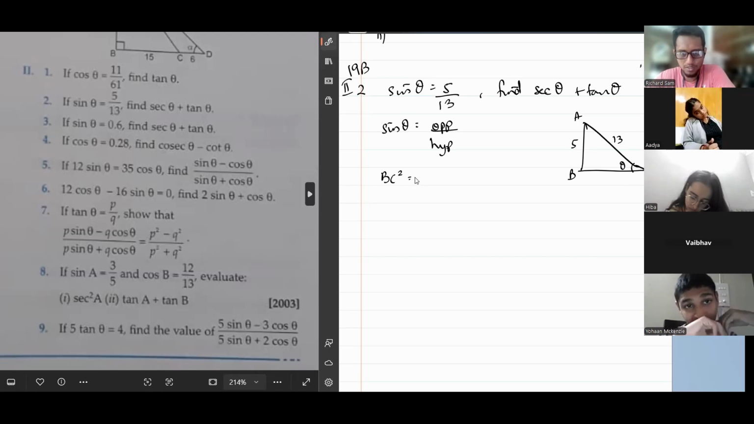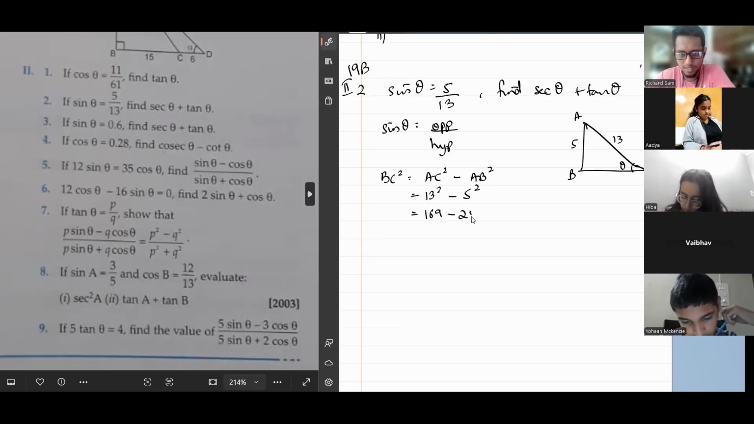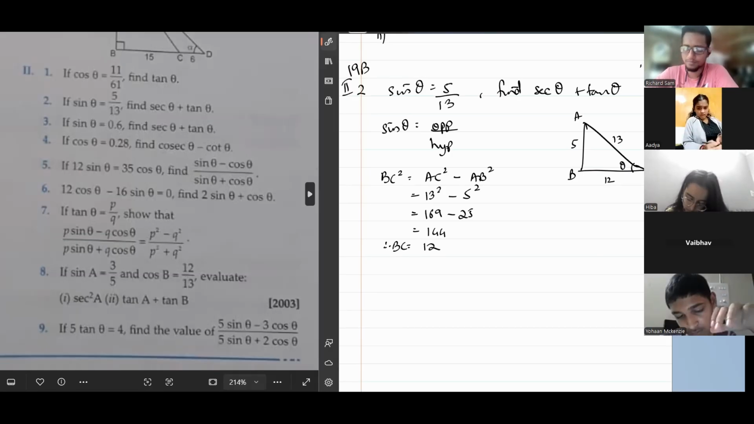So BC square is equal to the hypotenuse, that is AC square, minus the other side, AB square. That's 13 square minus 5 square, which is 169 minus 25. That's 144, right? Therefore, BC is the square root of 144, which is 12. Once we get 12, we have all the three sides, so we can find sec theta plus tan theta.